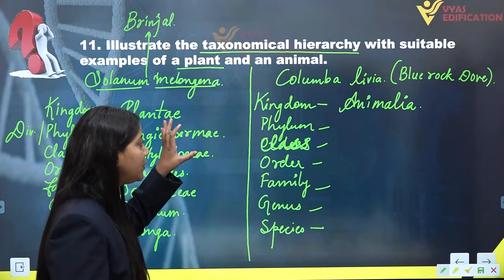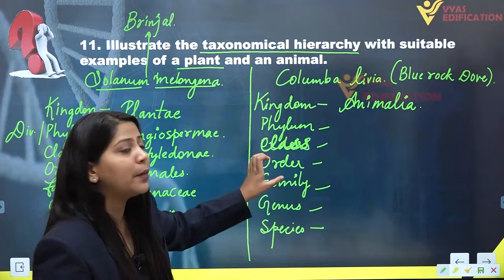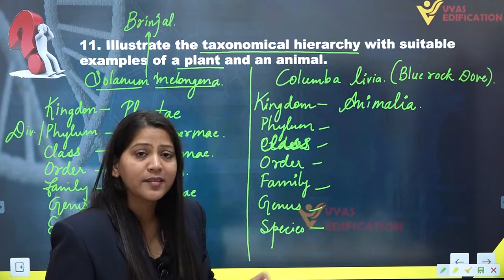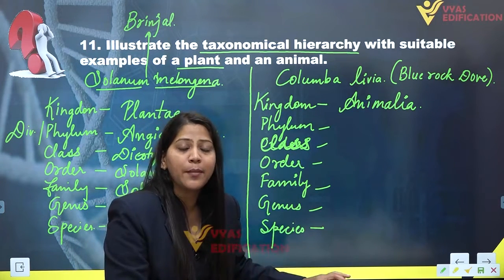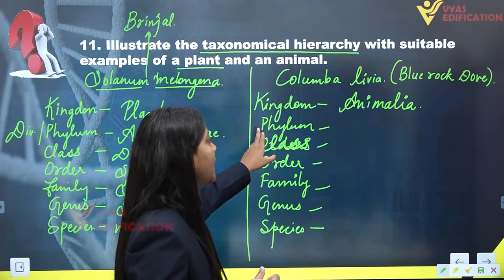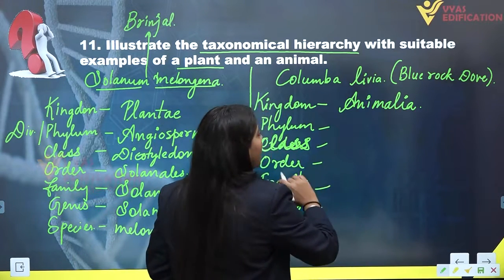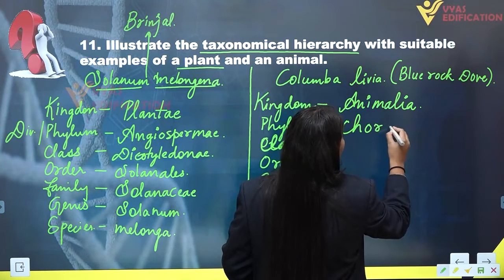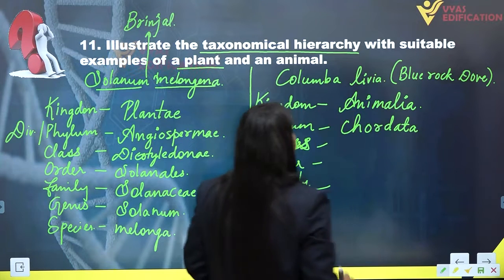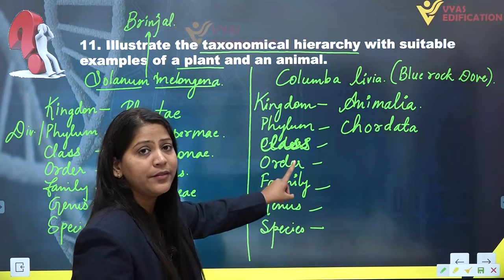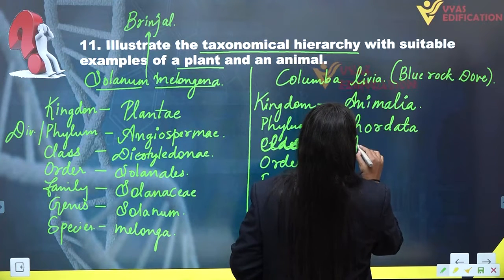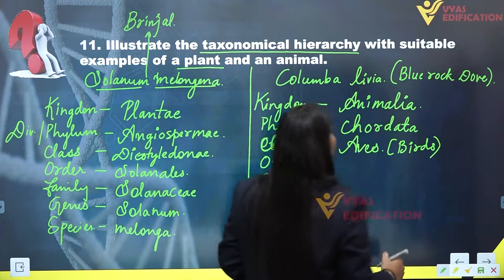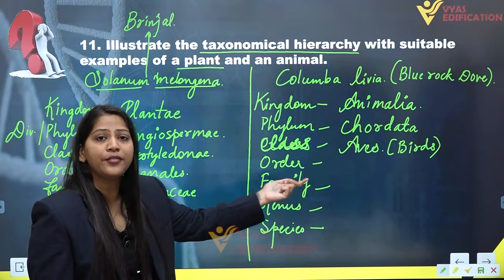So we'll write all the taxonomical hierarchy of Columba livia, and as I mentioned, this organism is a kind of bird. So it belongs to the kingdom Animalia. It does not belong to Plantae. So the kingdom will be Animalia. The phylum for this organism would be Chordata. If we talk about the class of Columba livia, it would be Aves, as it is a bird, and thus we include it in the class Aves.